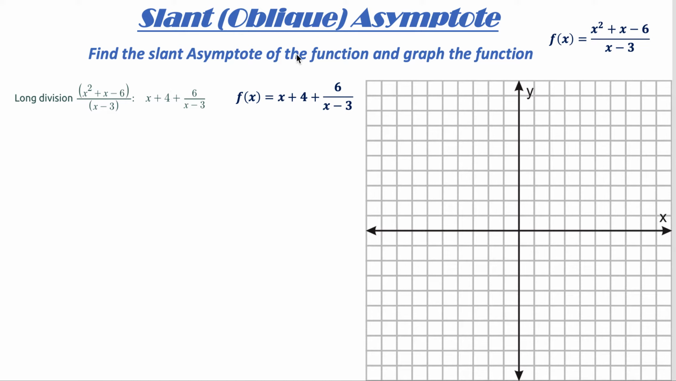Find the asymptote of the function and graph of the function. So we have the function f of x equals x squared plus 6x minus 6 divided by x minus 3. If we use long division on this function, we get x plus 4 plus 6 divided by x minus 3.